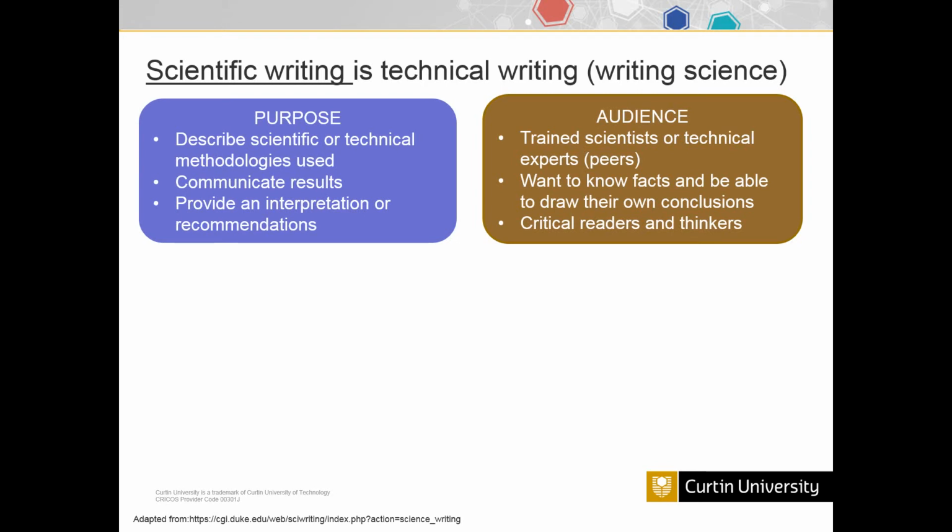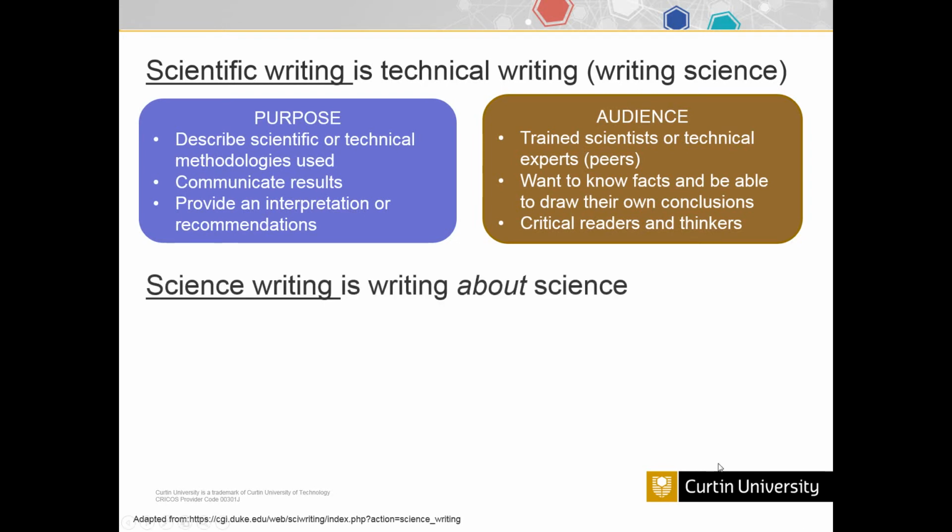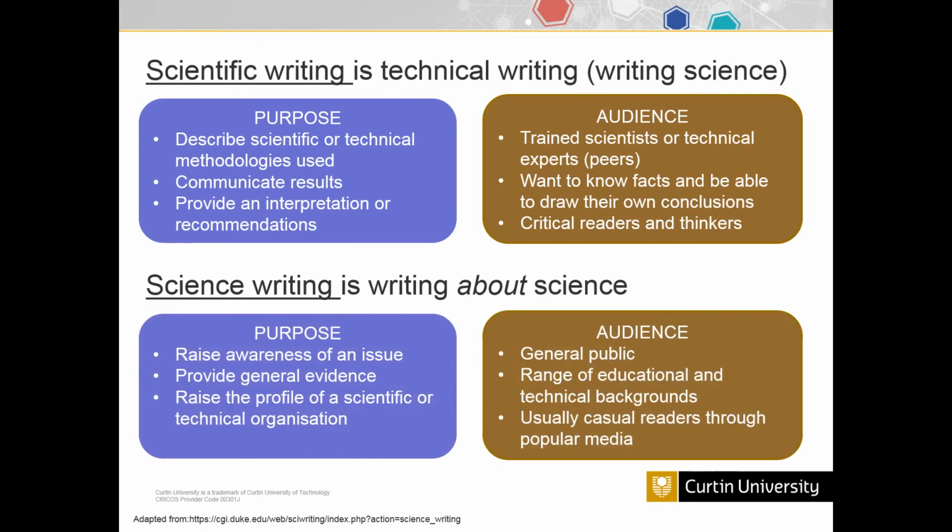Science writing, on the other hand, is writing about science. It requires some technical knowledge, but is often not done by scientists. The purpose of science writing is to provide a wide audience of the general public with sufficient detail that they can understand an issue and how science has worked or is working to address it. The audience is usually assumed to have a range of educational and technical backgrounds, which presents its own unique challenges.